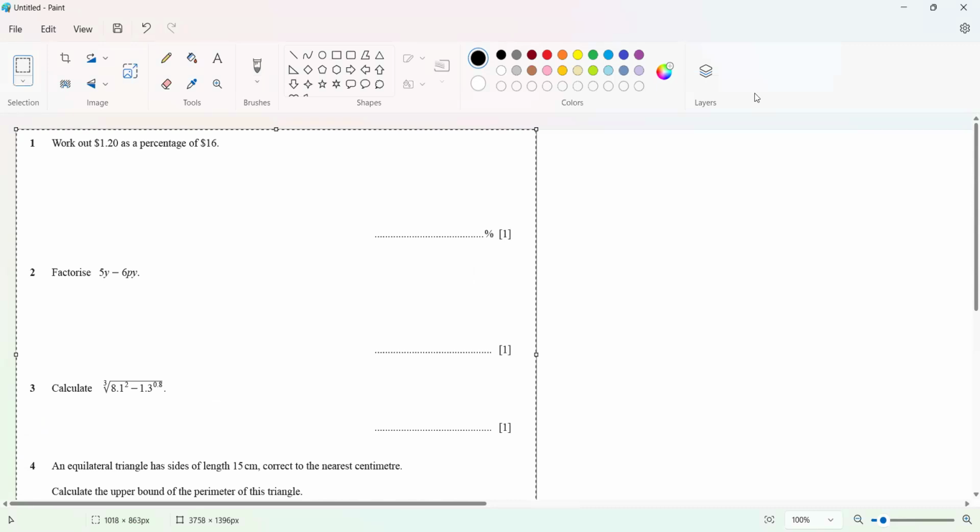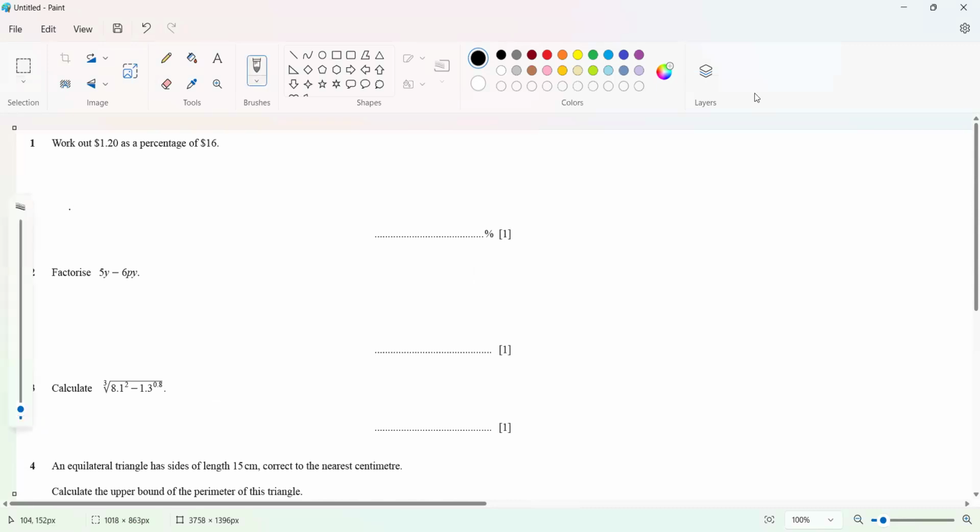So for our first question, we have 1.20 as a percentage of 16. All we need to do from here is take a division. We take 1.20 divided by 16 and immediately multiply by 100. So this one is calculator work. From our calculator, we will have 1.20 divided by 16 times 100. That would be 7.5%.